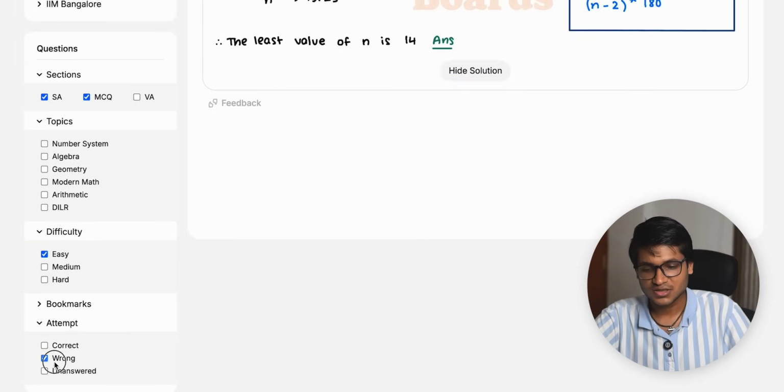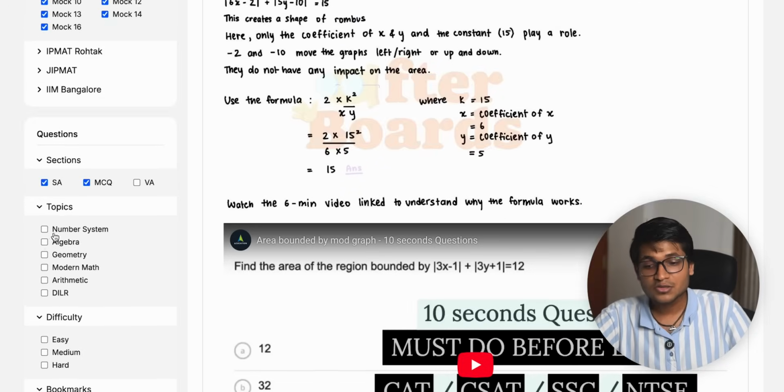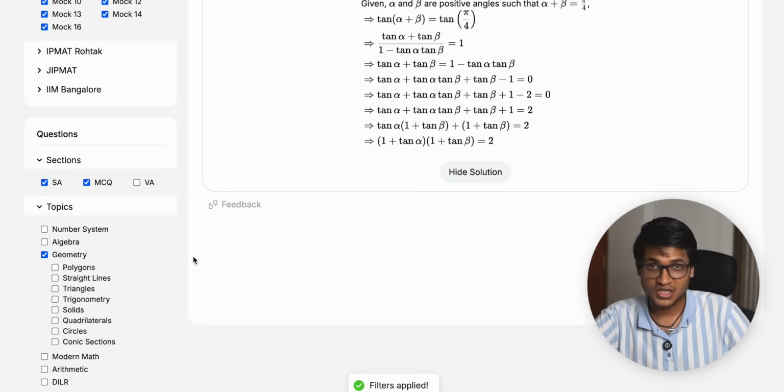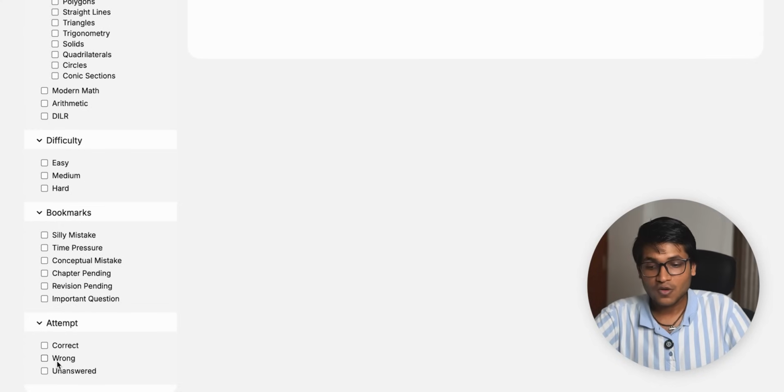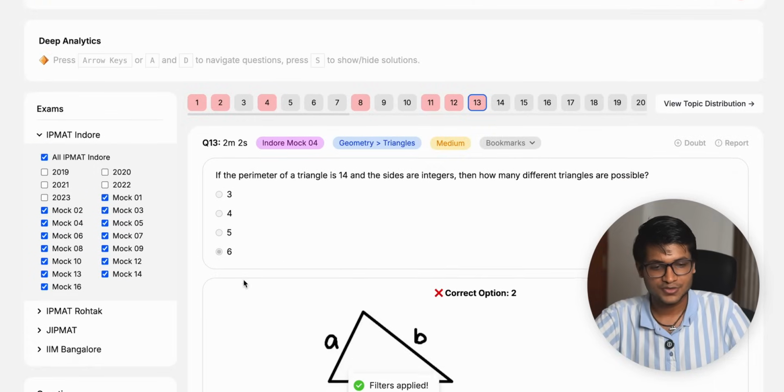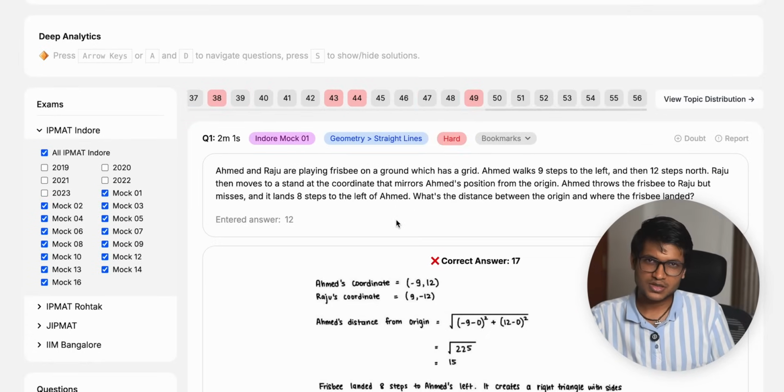I can change the filters. And you also have bookmarks, by the way. So let me see all the geometry questions because I needed to learn geometry. And show me all the ones I got wrong or left unanswered. Perfect. So there are 56 such questions.